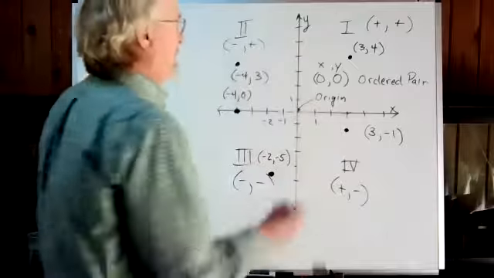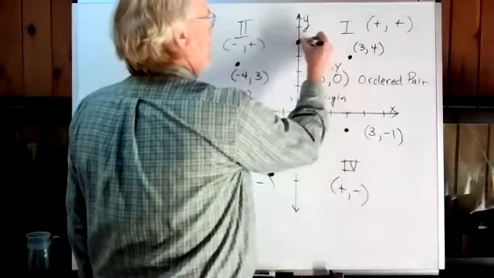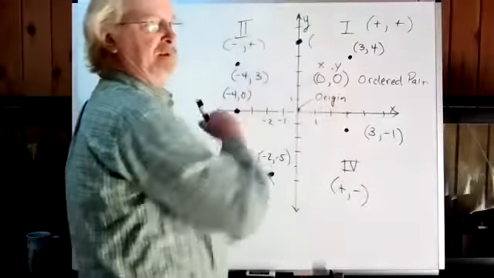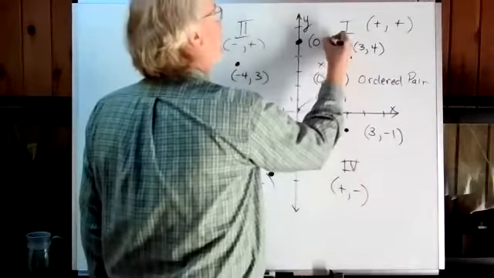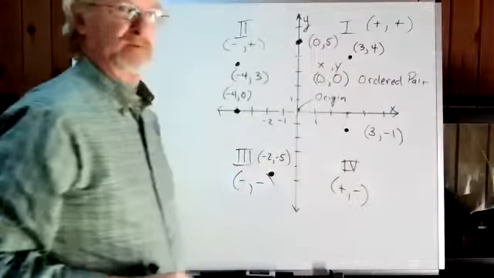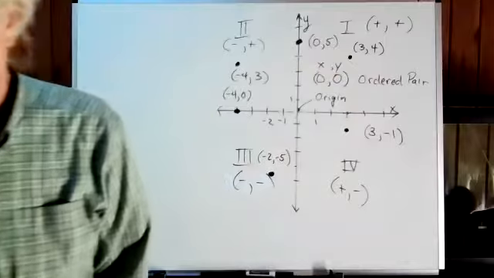If I'm on the y-axis, it means I haven't gone left or right. My x value is 0. 1, 2, 3, 4, 5. Squeezing a lot in on this first one. Just lots of information here.